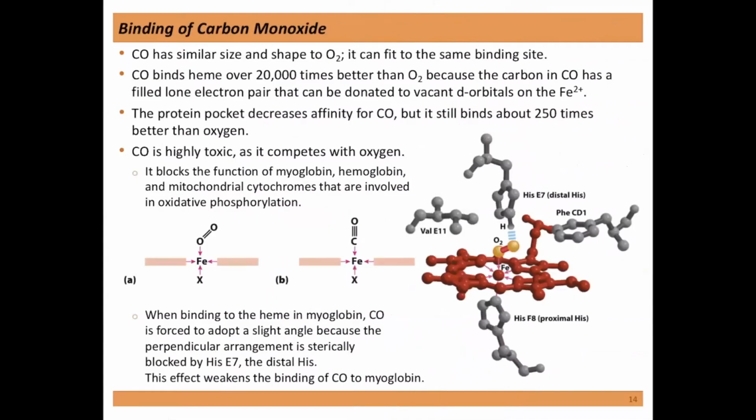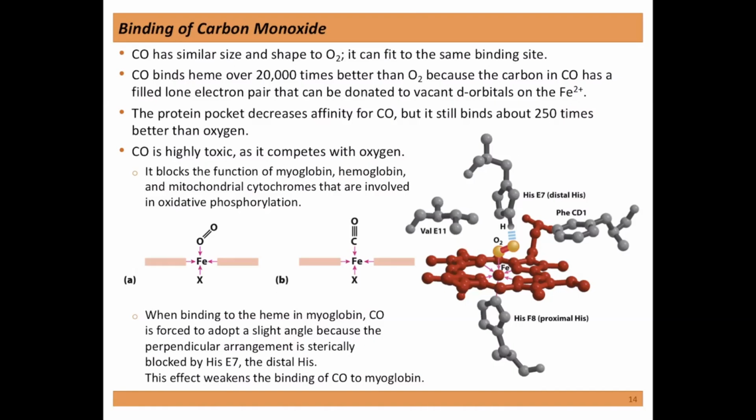Just a little side note about the binding of carbon monoxide. If you have a free heme group, the carbon monoxide actually has a lone pair that coordinates very strongly with iron. In fact, it binds 20,000 times better than oxygen to a free heme. But within the protein pocket, myoglobin and hemoglobin, it only binds 250 times better. Still better than oxygen, but you know, a couple orders of magnitude less so.